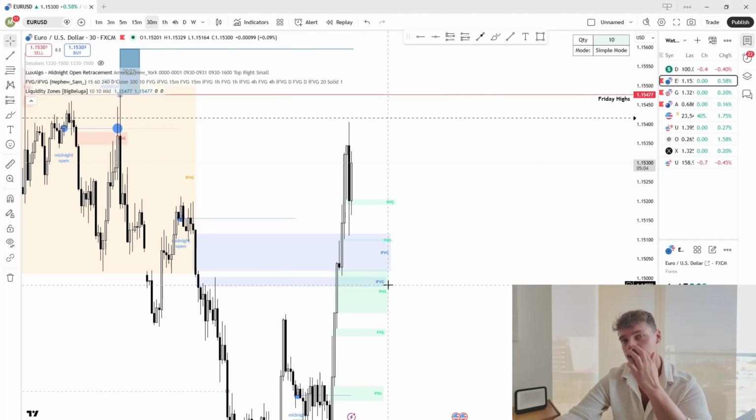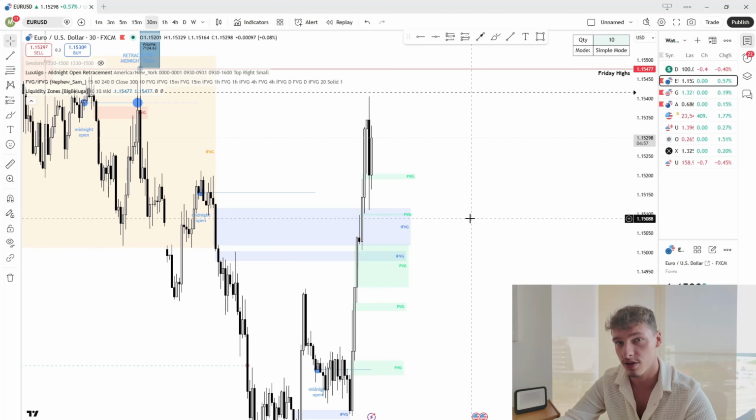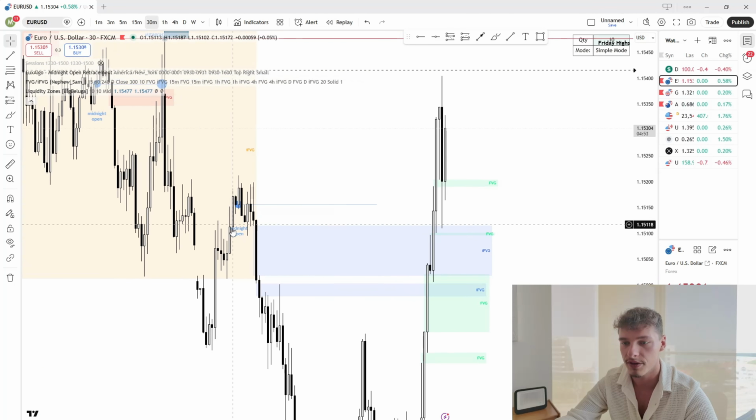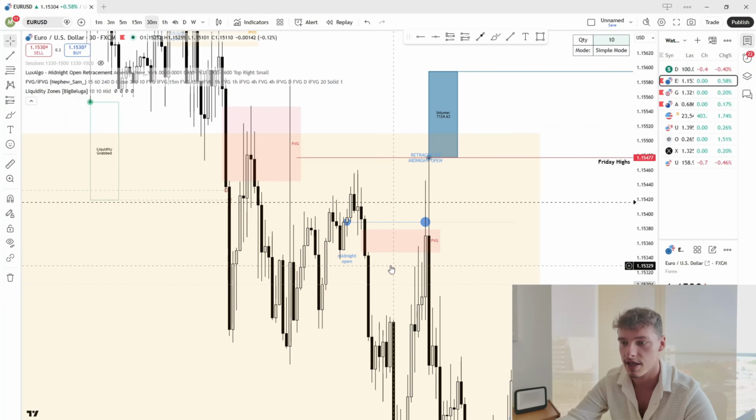So the last indicator, guys, I recommend you use in this video is the midnight open retracement. This is very important if you are trading the New York session, because what it does is show you where the midnight open is, and it also tells you if the midnight open is being grabbed. As you can see here, for example, we had the midnight open, and what does it say? Retracted back to midnight open.